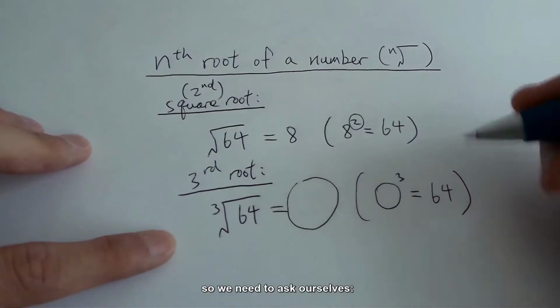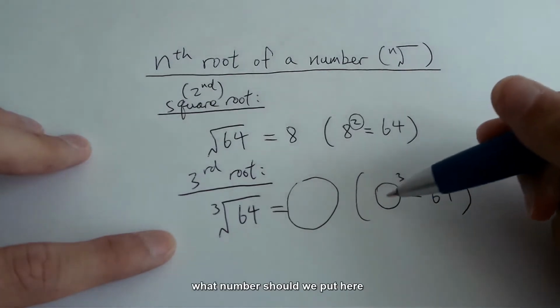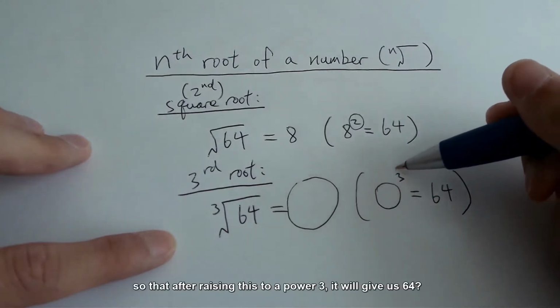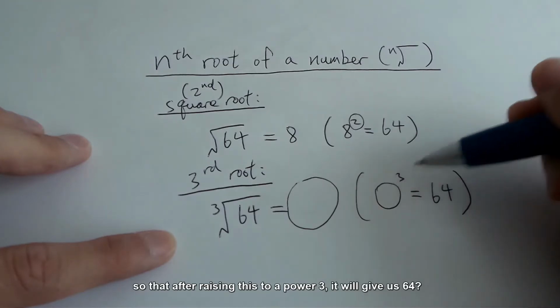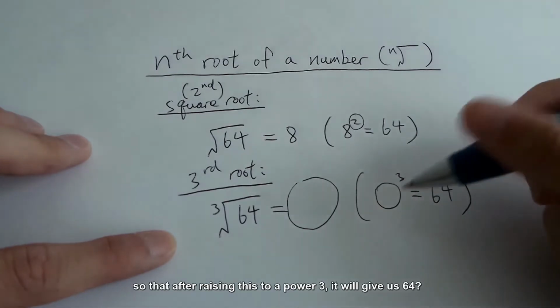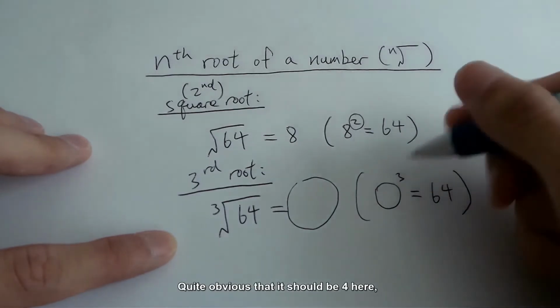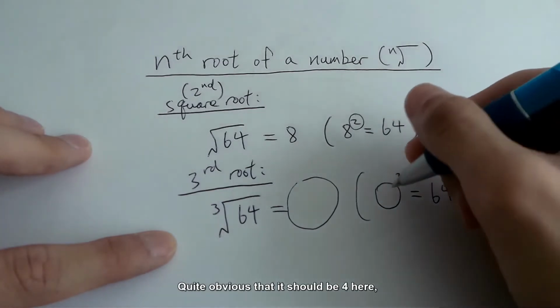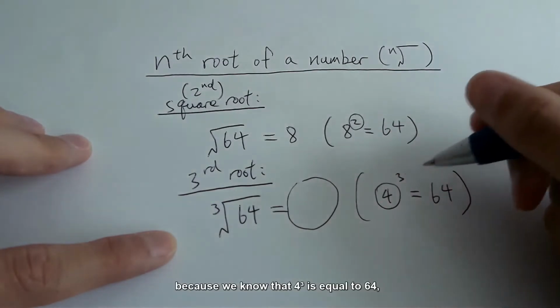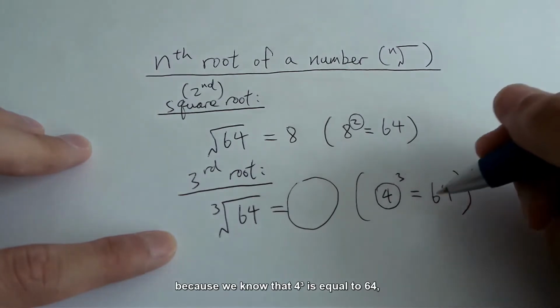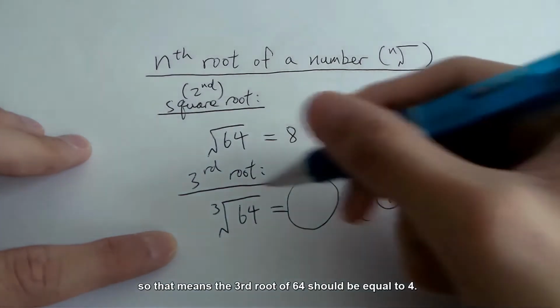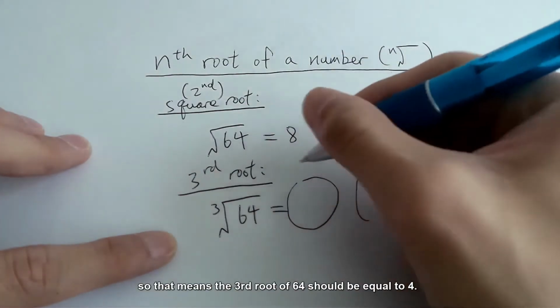So we need to ask ourselves, what number should we put here so that after raising this to a power of 3, it will give us 64? Quite obvious that it should be 4 here, because we know that 4 to the power of 3 is equal to 64. So that means the third root of 64 should be equal to 4.